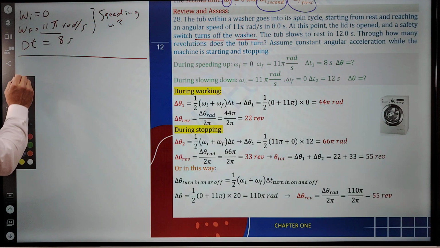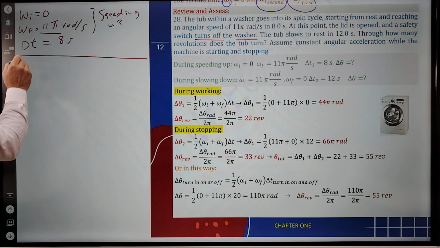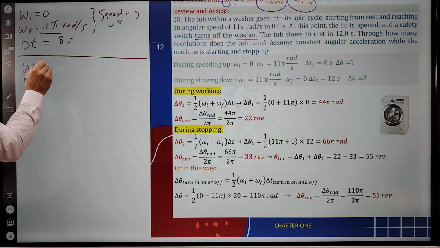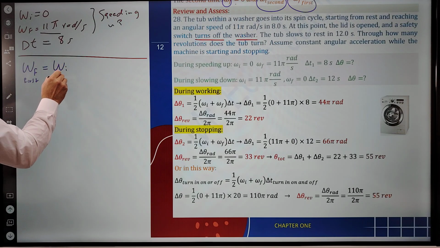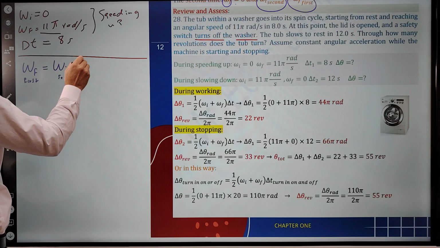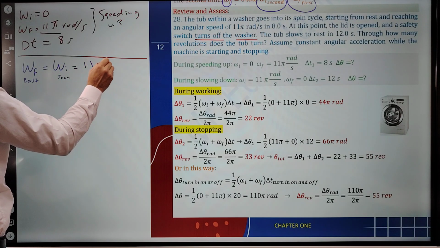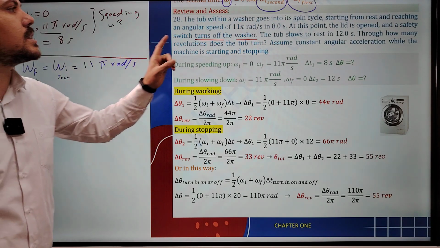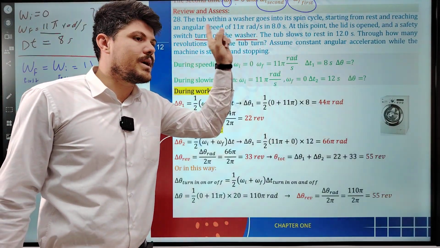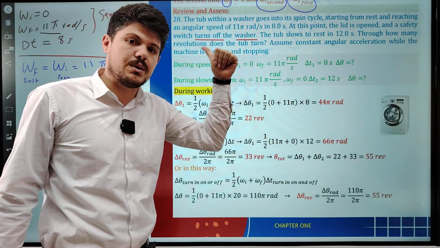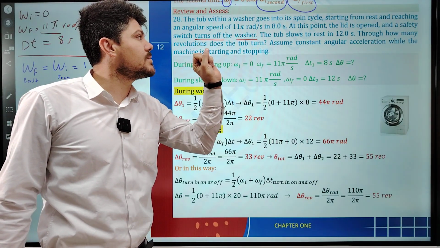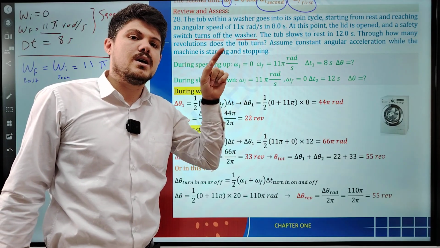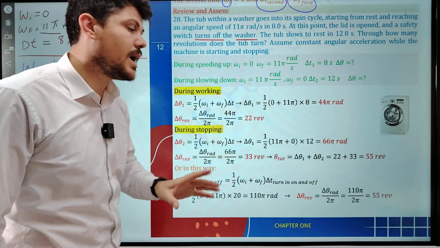In that case, the omega final of the first case is equal to omega initial in the second case, which is equal to 11 pi rad per second. So what do you mean by that? It means that this 11 pi rad is omega final for the case of speeding up, and also this 11 pi rad is omega initial for the second case of slowing down.